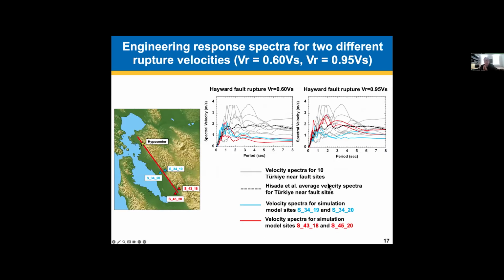If you go into the engineering response now, thinking about the implications for building response, you can gain some insight by looking at the velocity spectra as a result of this rupture at different velocities. What I'm showing you here is the velocity response spectra at the red sites and the blue sites for a rupture velocity of 0.6 v sub s. I'm superimposing on that 10 Turkey sites' velocity spectra, as well as Hesada's median or average. It's an average of the velocity spectra at a large number of sites all along the Turkey fault.